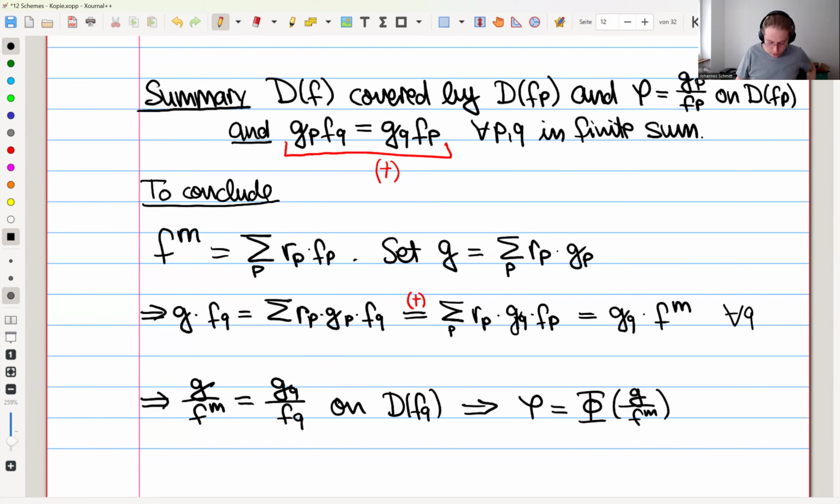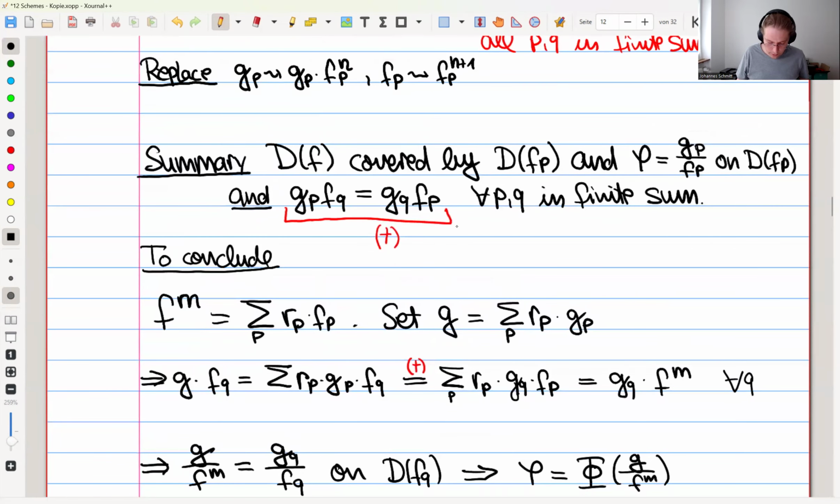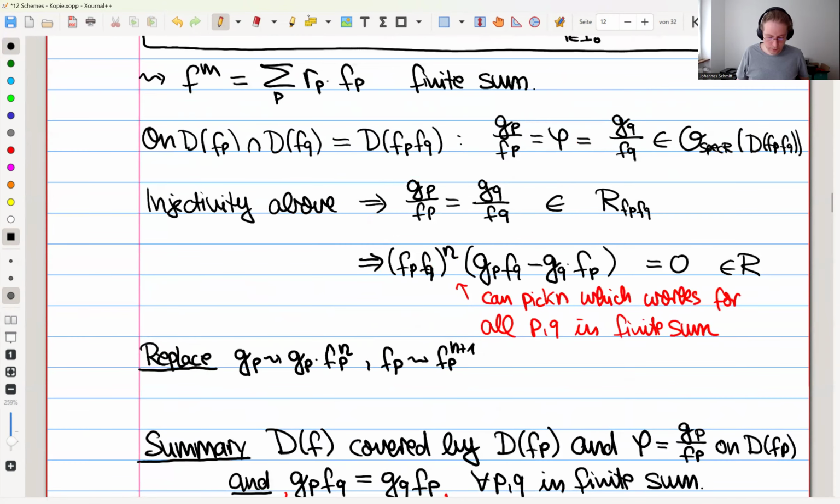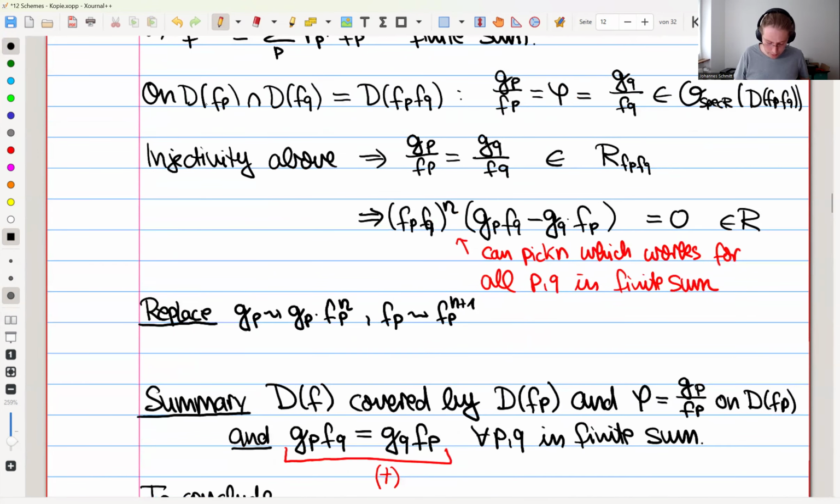And I guess in order to apply this star, you actually do need to check that the df is covered by these finitely many dfq. But this follows from the fact that the f to the m can be written as such a sum here, because with this you can show that if you're in the vanishing locus of all of these fp, you're also in the vanishing locus of this f to the m. Okay.